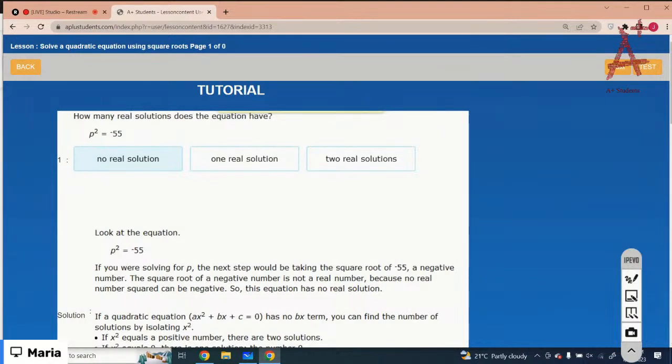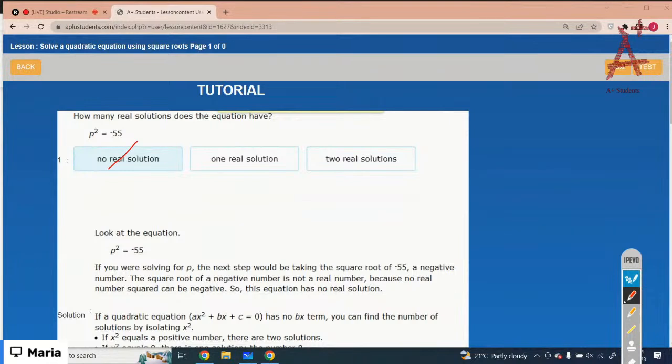So the first example is, how many real solutions does the equation have? The equation is p square equals negative 55. Because the value is negative 55, the square root of negative values is not real. That means the equation has no real roots, because whenever you have to calculate the value of p, you have to take the square root of both sides. And the square root of negative 55 is not a real number, so this equation has no real solution. Got it?